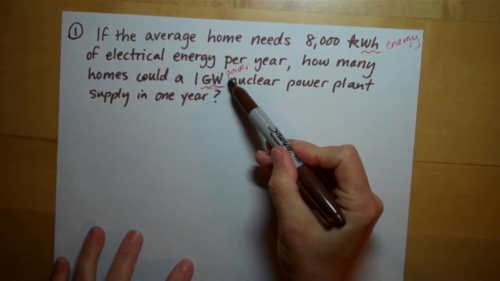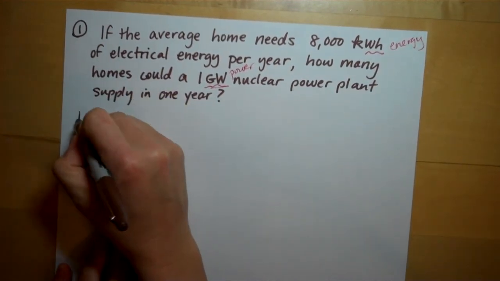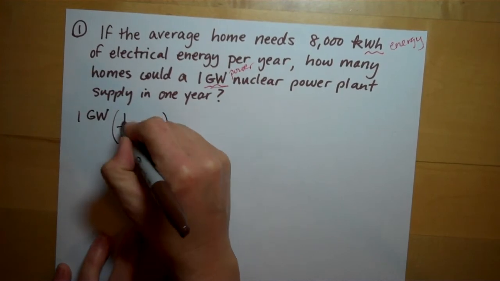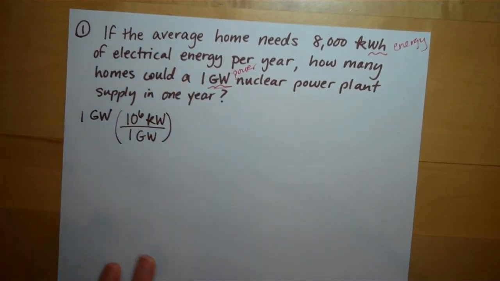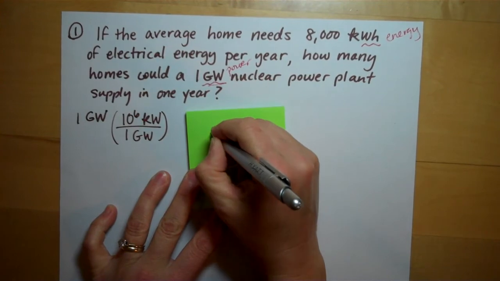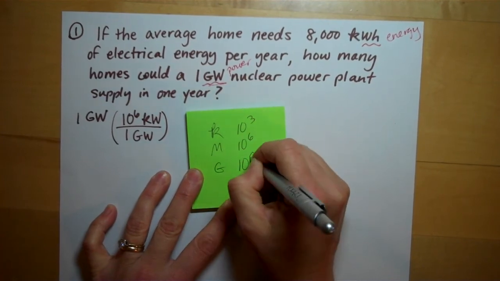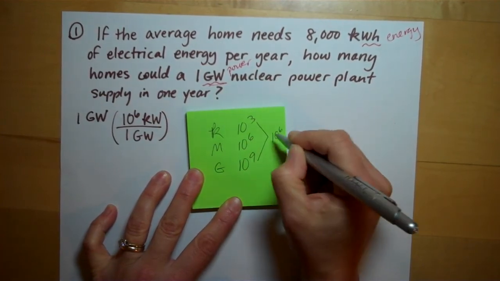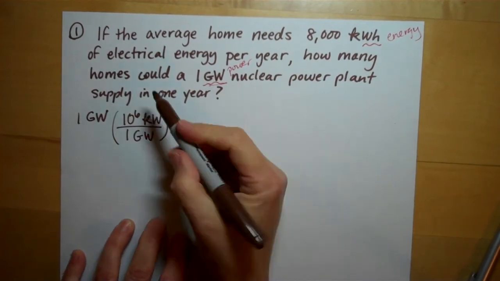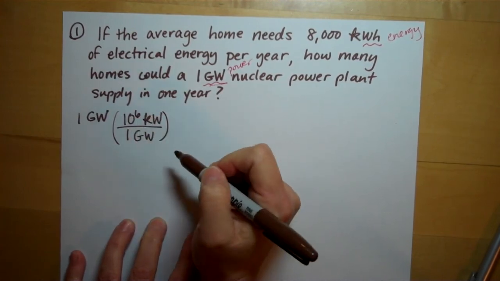Which means we're going to have to convert this to energy in order to decide how many homes it can supply. So our 1 gigawatt power plant, we know 1 gigawatt is 10 to the 6 kilowatts, right? If kilo means 10 to the 3rd, mega means 10 to the 6th, giga means 10 to the 9th, that means the difference between these two is 10 to the 6th. You gotta know this stuff. Alright, so our 1 gigawatt nuclear power plant is the same as 10 to the 6 kilowatts.